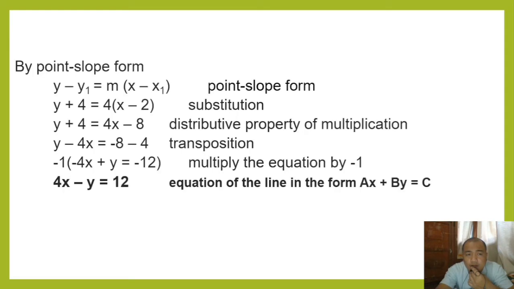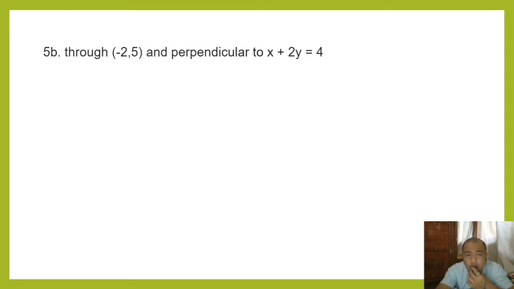Next, another. Find the equation of the line through negative 2, 5 and perpendicular to x plus 2y equals 4. So first we must know the slope of x plus 2y equals 4. So by transposition, transforming this equation to y equals mx plus b.